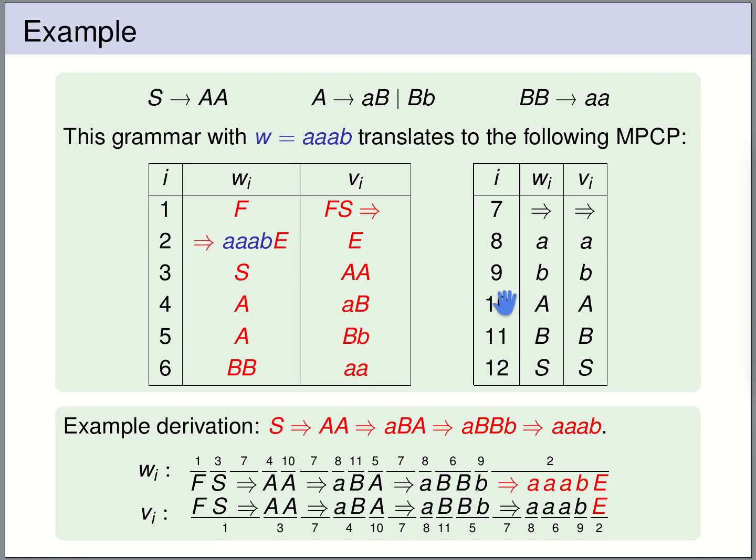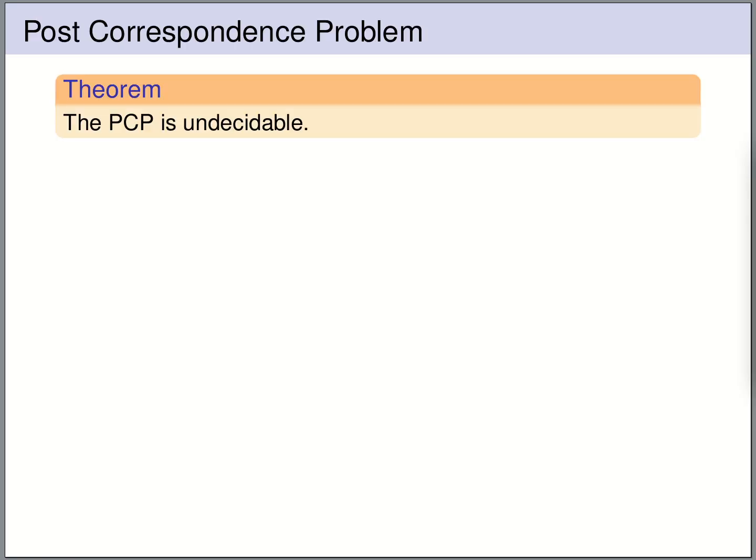The idea is that if we have a solution of the modified PCP, then from this solution we can read off a derivation in the grammar, just as we've done now, simulate the grammar derivation using the modified PCP. So now we know that the modified PCP is undecidable, and we're going to use this to derive that also the PCP is undecidable.